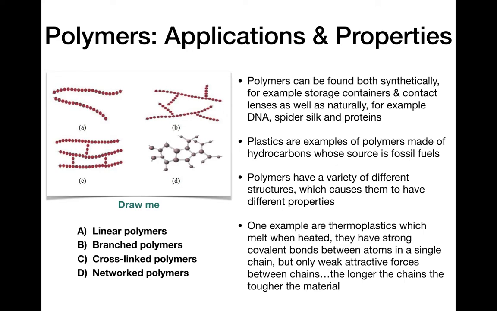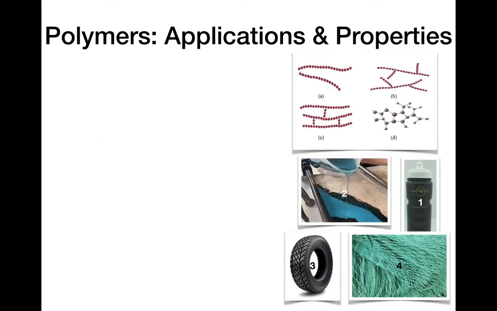So let's try and apply this. We're learning this whole lesson about bonding and properties and how they connect. Let's see if you guys can do this. So here are those 4 types again, and here are 4 descriptions of different polymers. I put an image of them here as well. And what you need to do is identify which one is which, okay?